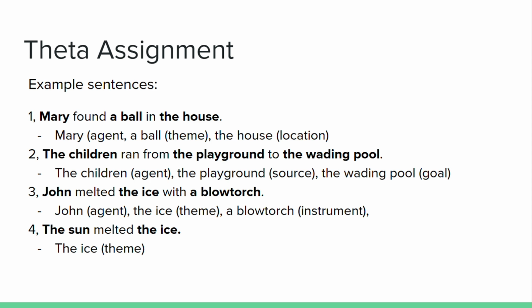John melted the ice with a blue torch. Here, John, as the subject of the noun, is assigned the theta role of agent. The ice, a noun phrase, is assigned the theta role of theme. A blue torch, a noun phrase, is assigned the theta role of instrument. Let's look at the fourth sentence.